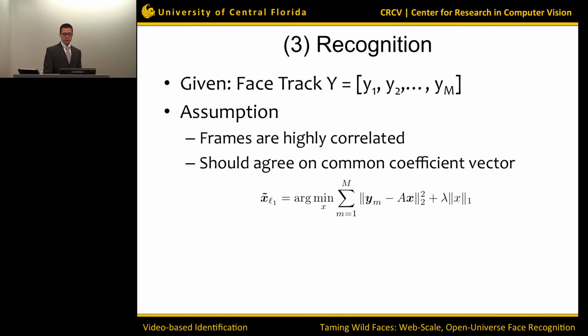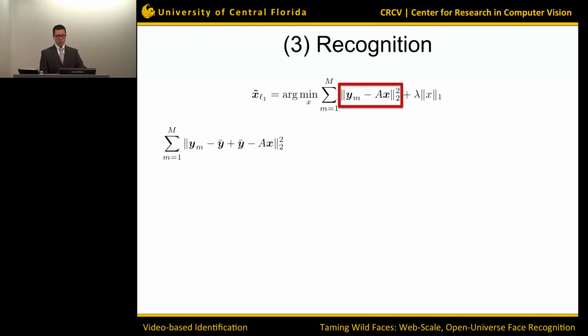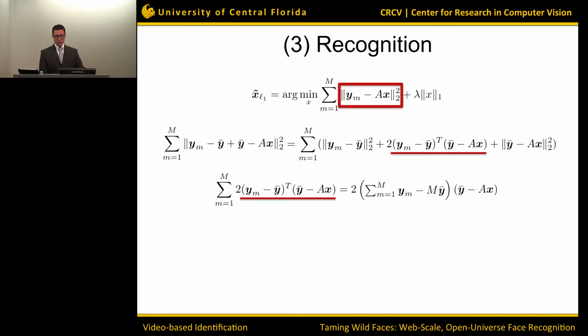So if we were to extend the L1 minimization to video, what we would do is minimize the residual error over all of the frames within a face track, while still imposing sparsity on the coefficient vector. Now what we want to see is what does this equation reduce to. If we focus on the first portion here, and we add and subtract the mean, we can use this linear algebraic expression. If we look at the central component here, and we move the summation into the parentheses, we can see that this reduces to the mean minus the mean, so it goes to 0.